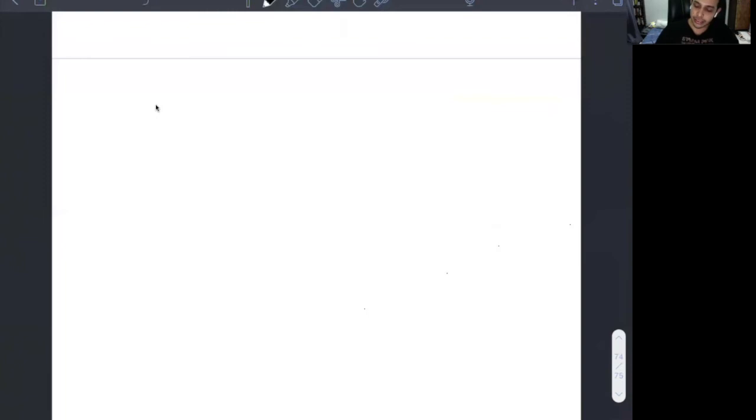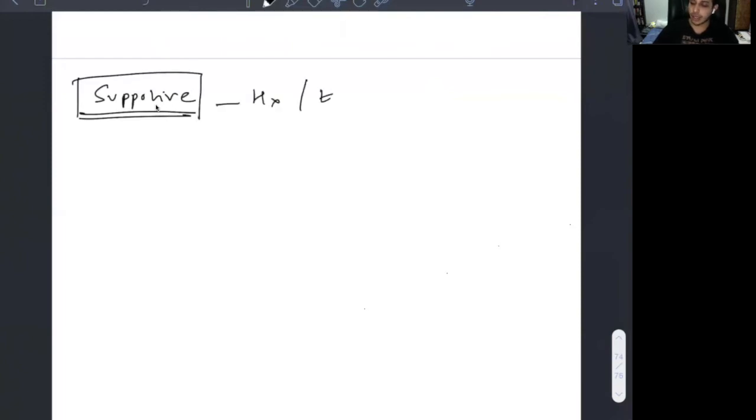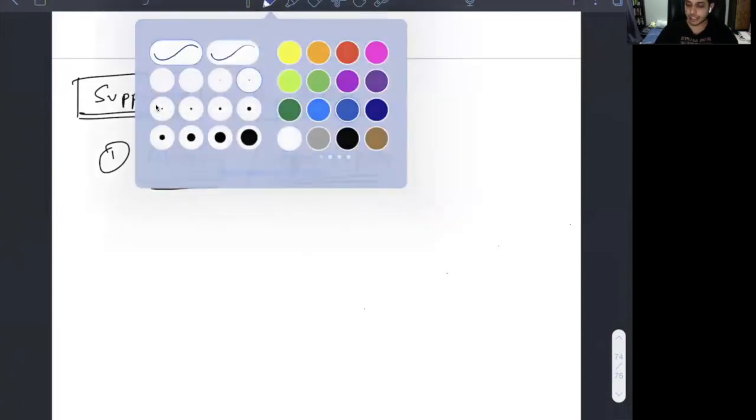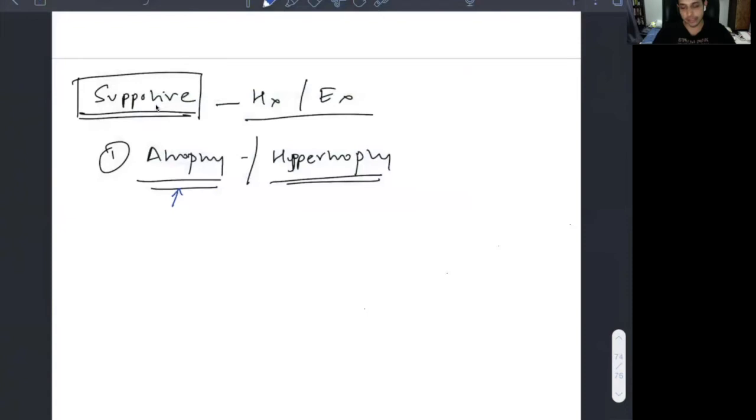Now there are certain things which are supportive. Okay, so what are the things that you will look for in history and examination? So one of them is atrophy or hypertrophy. Now, in an LMN lesion, we have already said that atrophy can be present, but in most myopathies, unless it is chronic, in the early stages, you don't get atrophy, but there are some myopathies that can present with pseudohypertrophy.